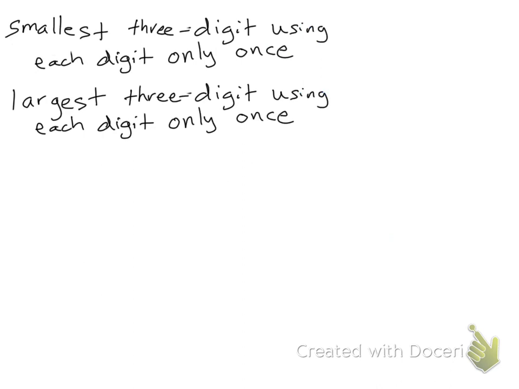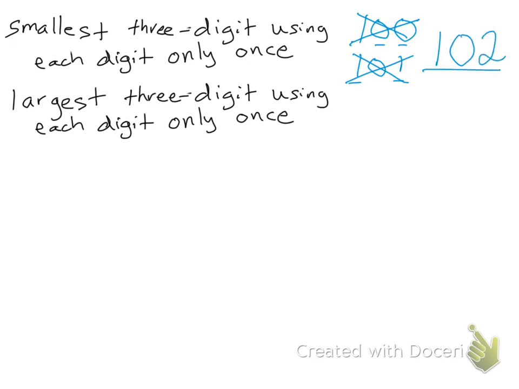Now, what's the smallest three-digit number using each digit only once? So 100 is the smallest, but it uses 2 zeros, so it can't be that. The next number is 101, but that uses 2 ones, so that can't be the smallest if I use each digit once. So it has to be 102. 102 is the smallest three-digit number using each digit only once.